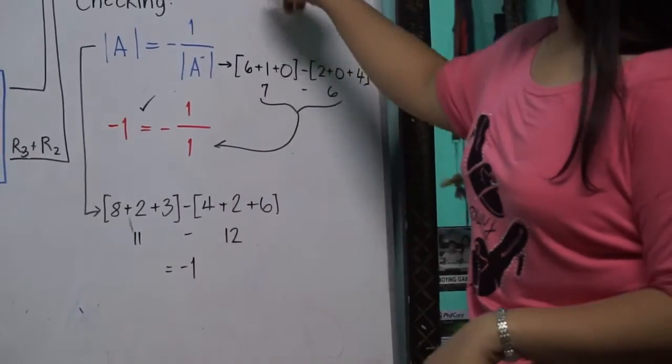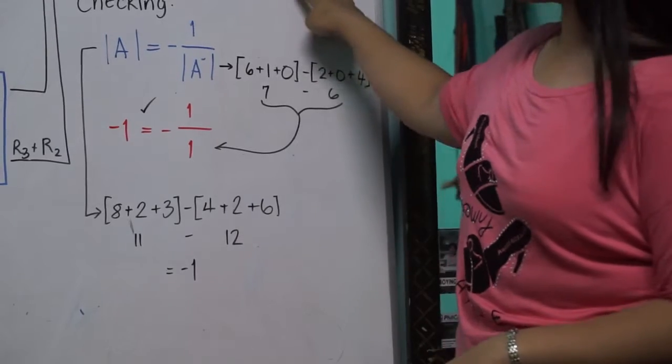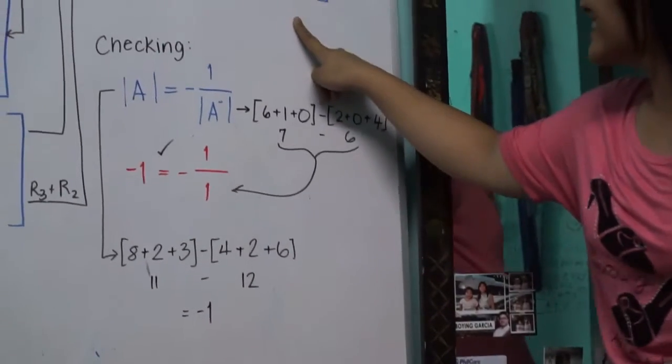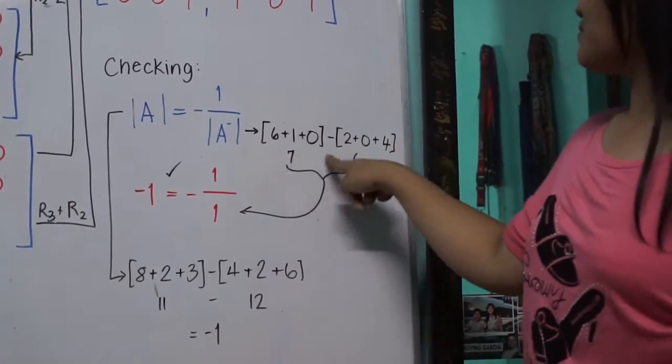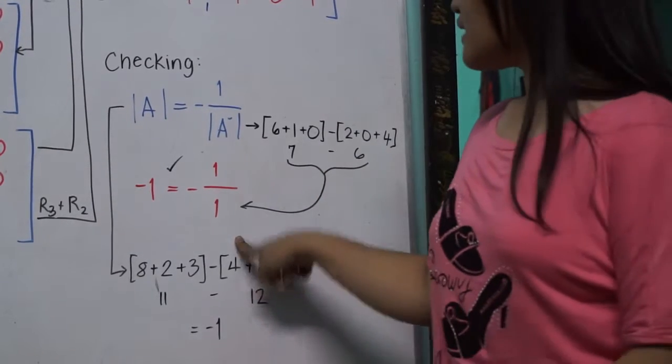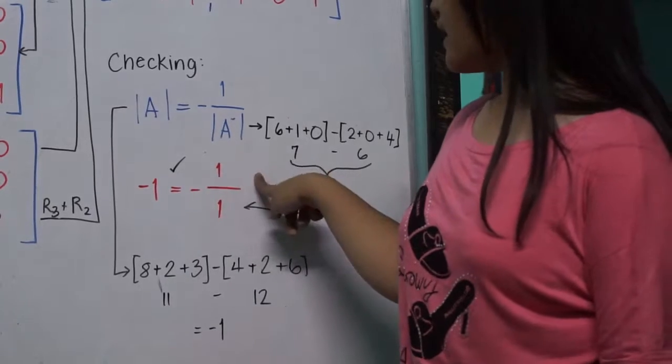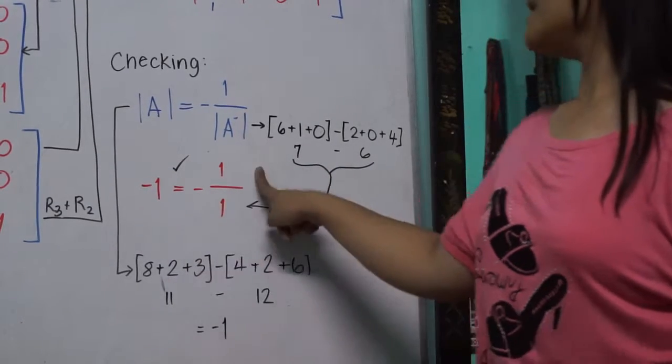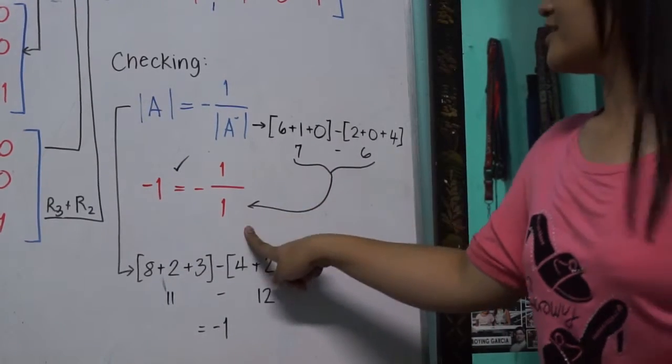So for us to get the determinant of the inverse of the matrix, it's going to be 6 plus 1 plus 0 minus 2 plus 0 plus 4. So it's going to be 1. And if we equate it, negative 1 is equal to 1 over negative 1, which is also negative 1.